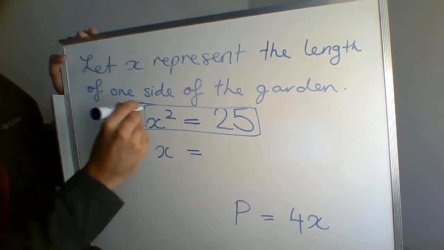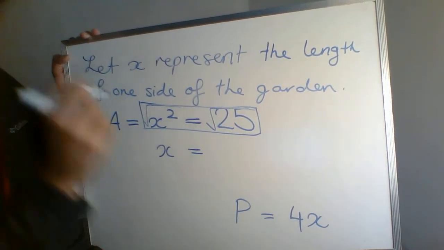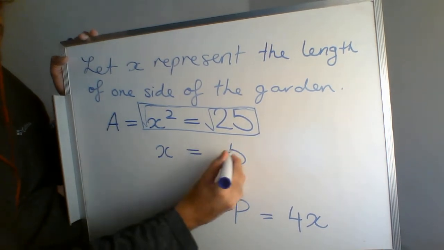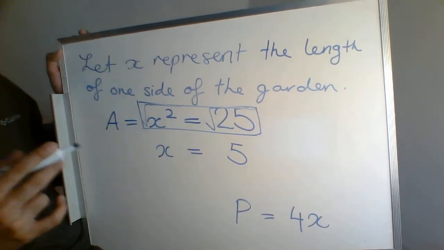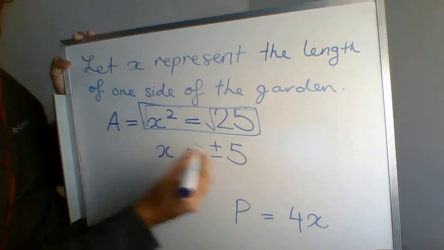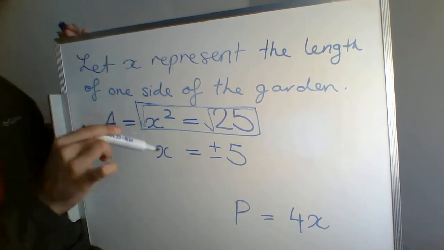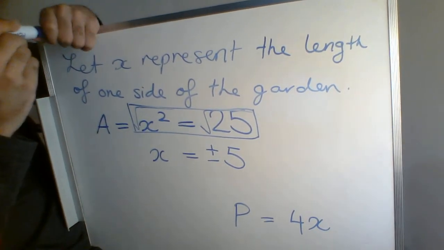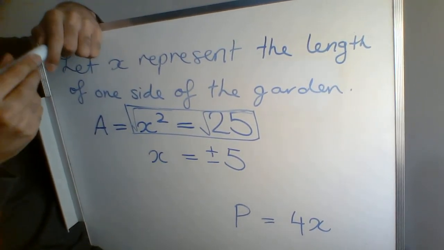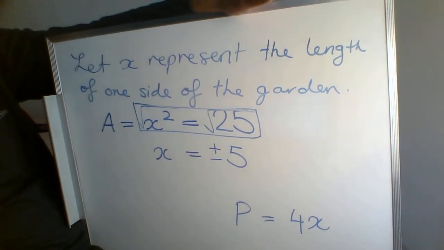If I take the square root of this side, I'll be left with just x, and if I take the square root of that side, I'll be left with one of two answers, right? The square root of 25 is 5, but we were talking in the last video how it could be positive 5 or negative 5. But since we're dealing with a real world scenario, if the length of a side of your garden is 5 meters, that makes sense.